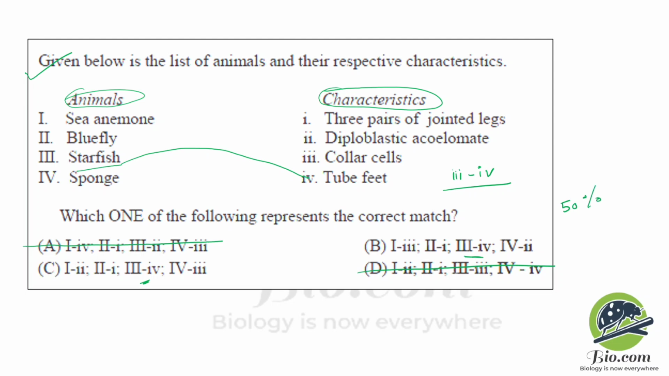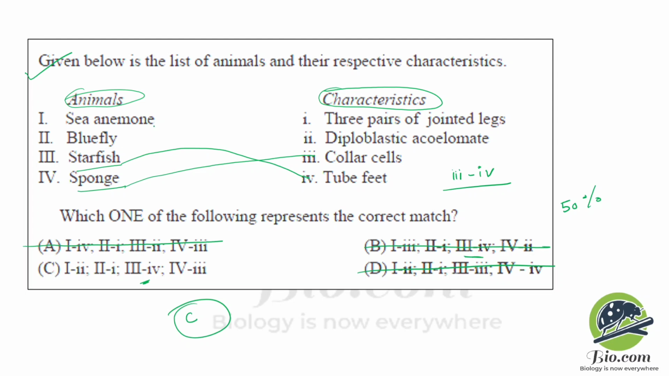Let's find out. You must be knowing the characteristics of sponges, which are also known as Porifera. Sponge is the common name of phylum Porifera. These are known for having collar cells in their structure, so 4 matches with 3. Where is 4 with 3? In C, so B is also eliminated. So the correct answer for this question is C.